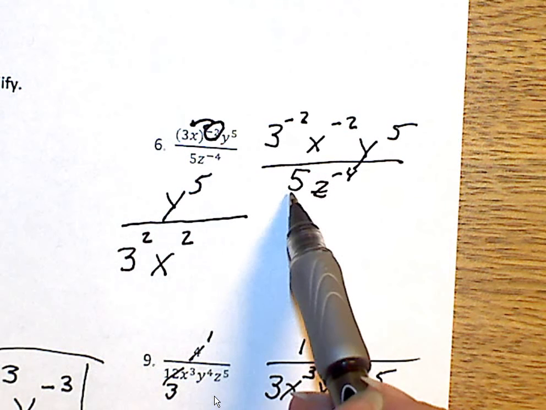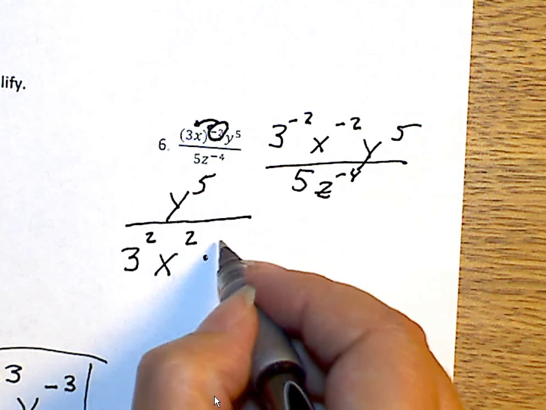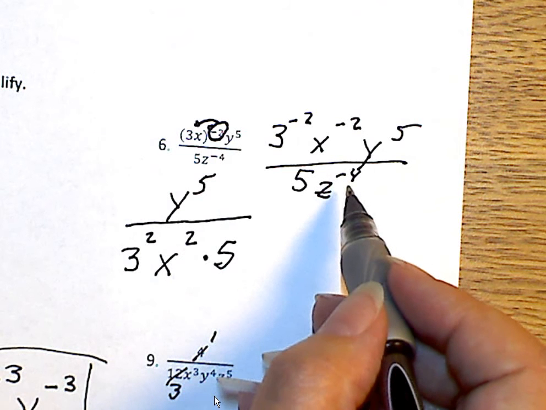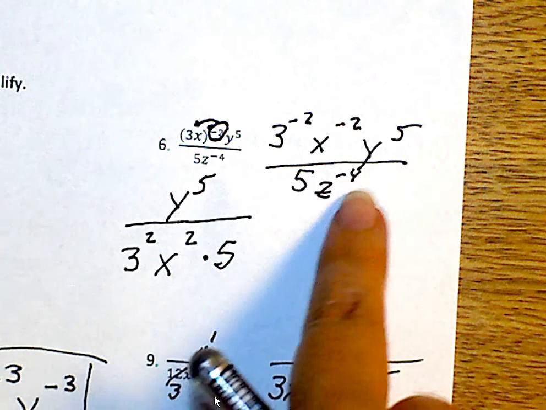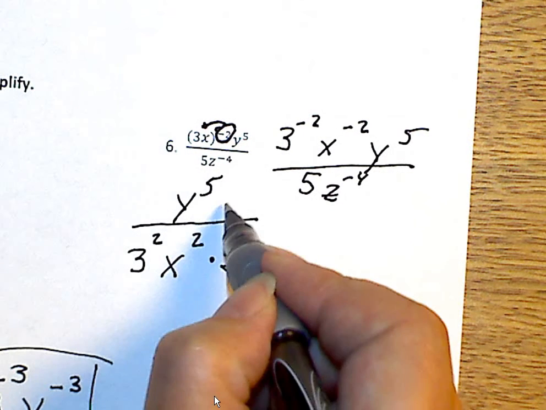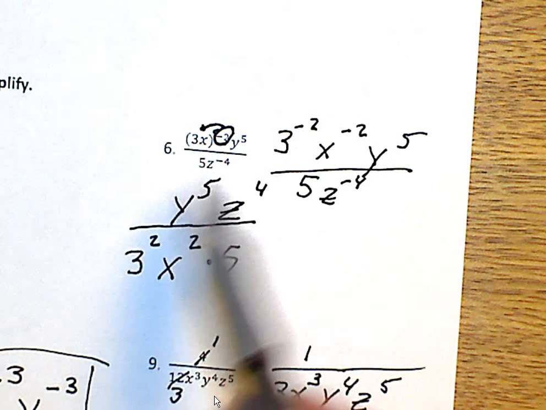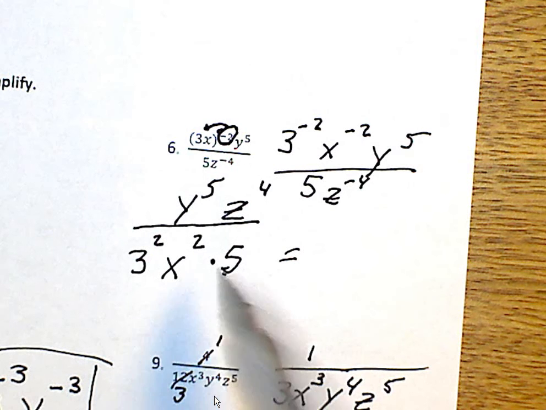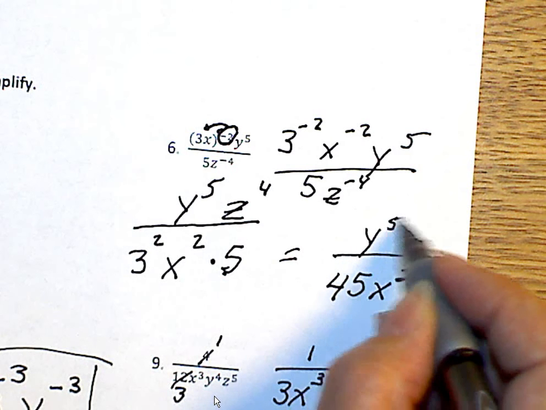This 5, there's no negative, so it's going to stay also, right? So it's going to stay on the bottom. And then we have z to the negative 4. Is that going to stay or going to go to the top? Do you not know? See, if it has a negative, you just go to the opposite. So since it has a negative, it's going to go to the top. So z to the 4th. Do you see that? Then we just want to simplify. We want to combine anything we can. So we have 3 squared. What's 3 squared? 9 times 5? 45. So that's the only thing we can change. So we have 45x squared on the bottom, y to the 5th, z to the 4th on the top.